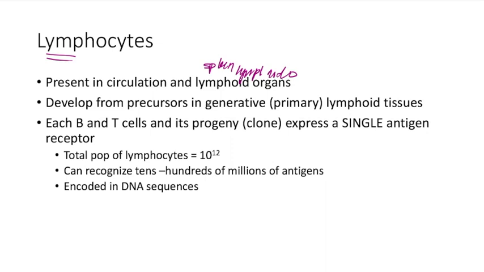They develop from precursors in the primary lymphoid tissues. For the T cells, that's going to be the thymus, and for the B cells, it's going to be the bone marrow.